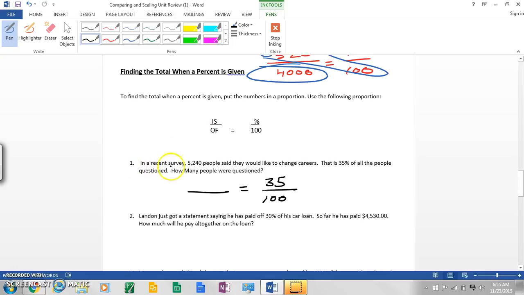Let's read it again. In a recent survey, 5,240 people said they would like to change careers. That is 35% of all the people questioned. So we know that is only 35%. We know that a larger number of people were actually questioned. So we're going to put the 5,240 in the numerator. We're going to put an x in the denominator. We're going to cross multiply here and divide. I'll let you figure out the math.